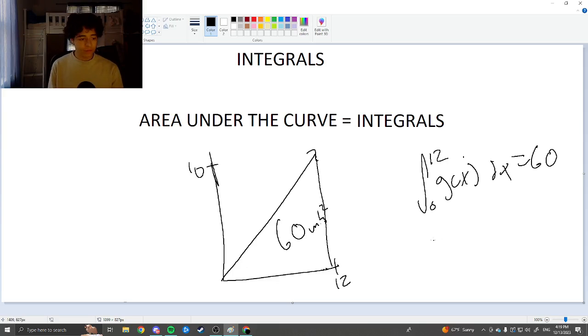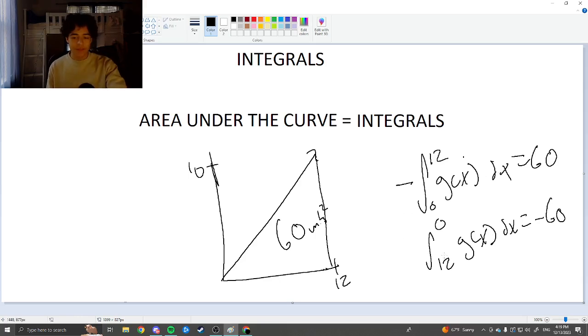If you wrote it backwards and said you're finding an integral from 12 to 0 of g of x, now it's the opposite. So what's that mean? It's backwards. All you have to know is that anytime the numbers are flipped, whatever your answer is, it's just going to be negative. So it's just negative 60. This is the same thing as just putting a negative sign here if you flip the numbers.